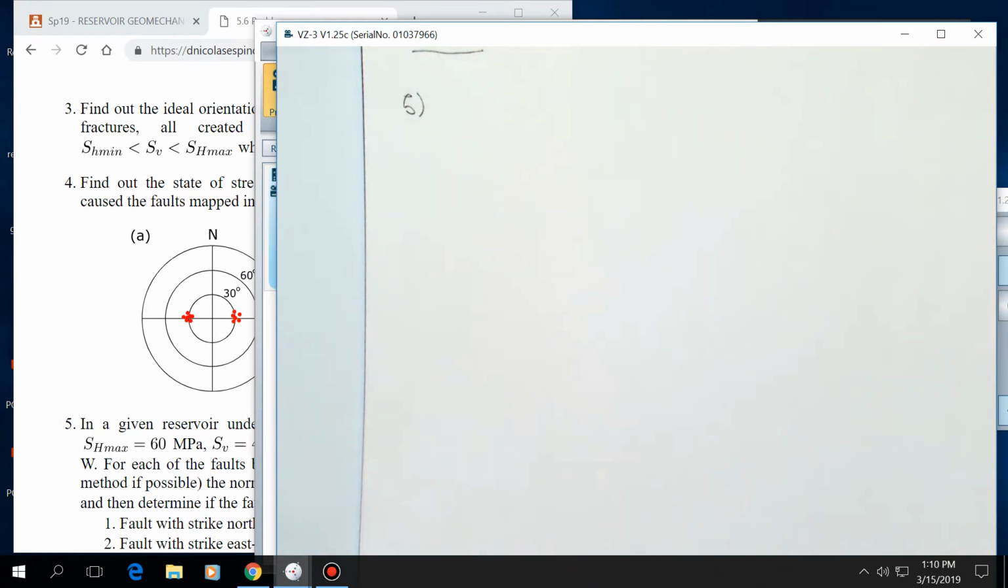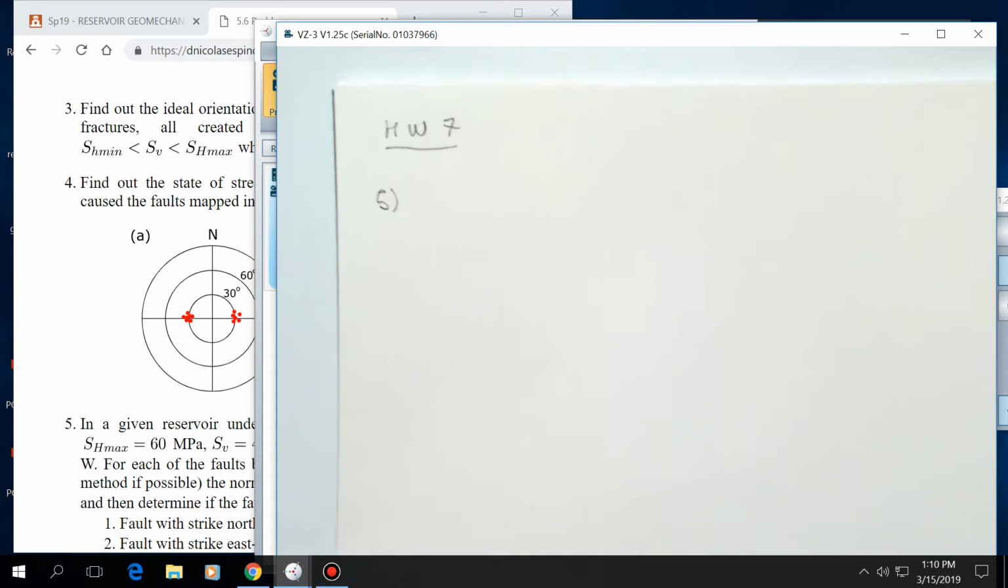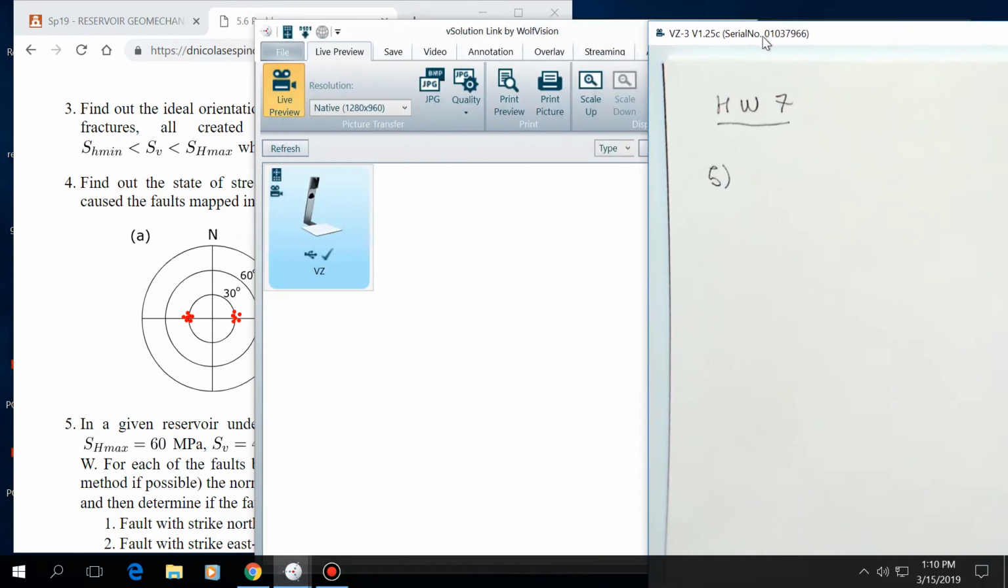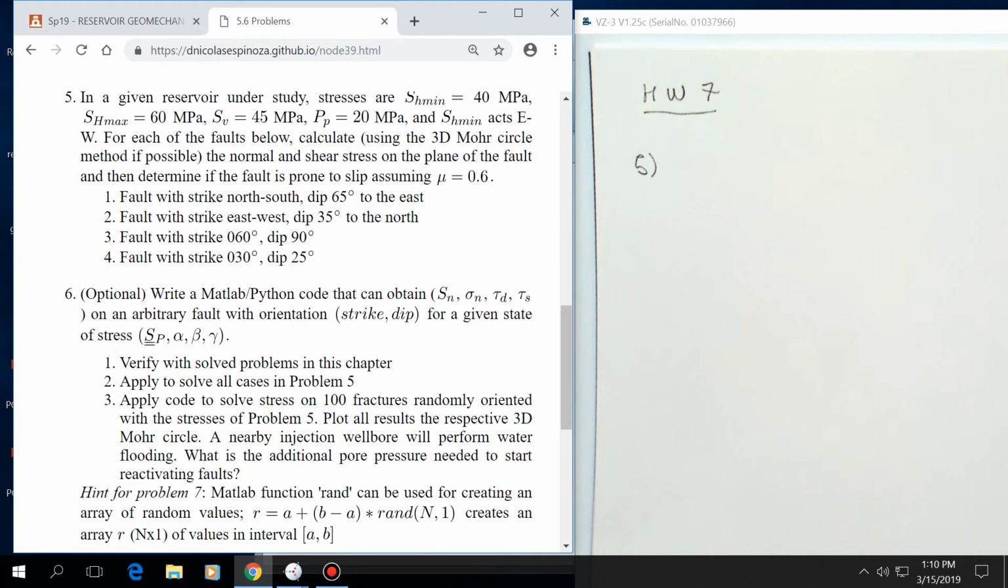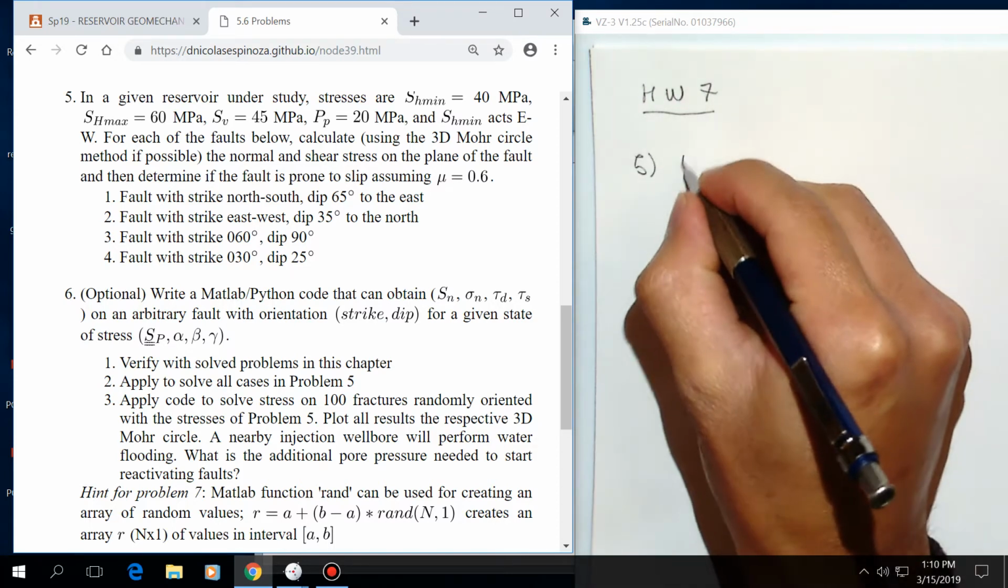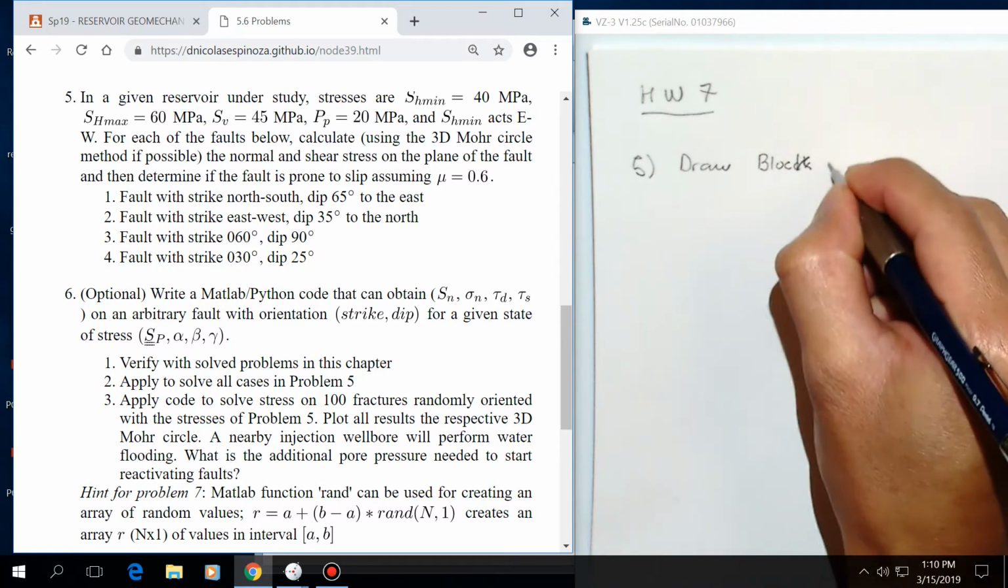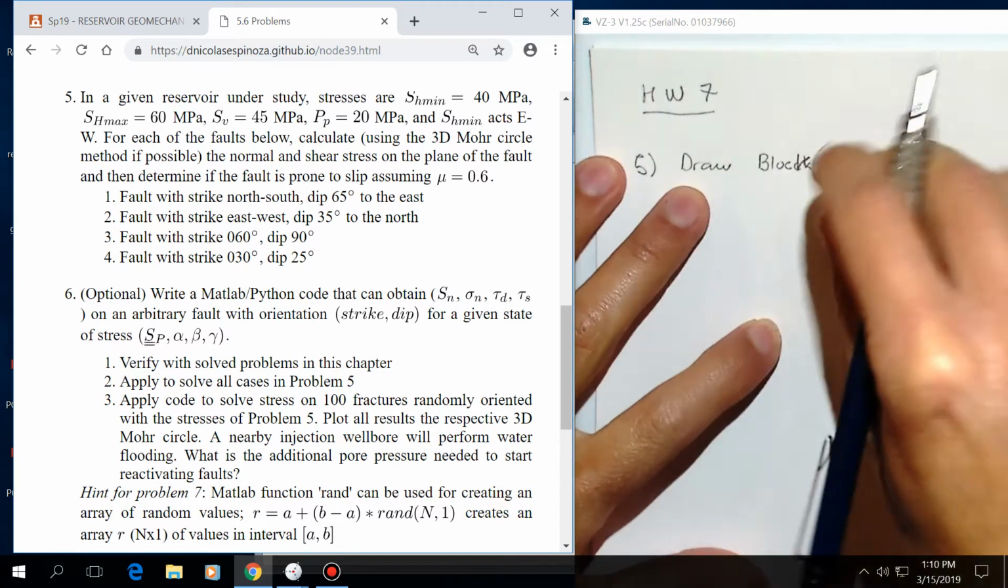So for homework number 7, problem number 5, this is what you have. You have a reservoir with these given stresses and pore pressure, and you know in which direction the minimum principal stress is going. So the first thing I'm going to ask you here is to draw the block diagram with all the stresses in it.